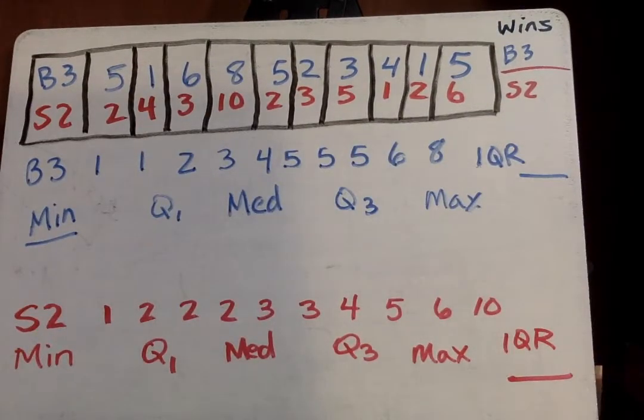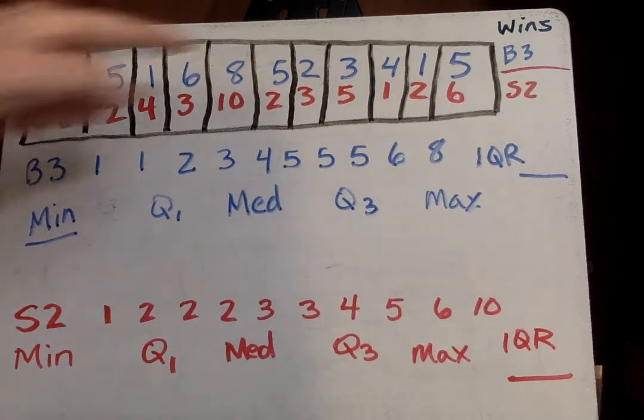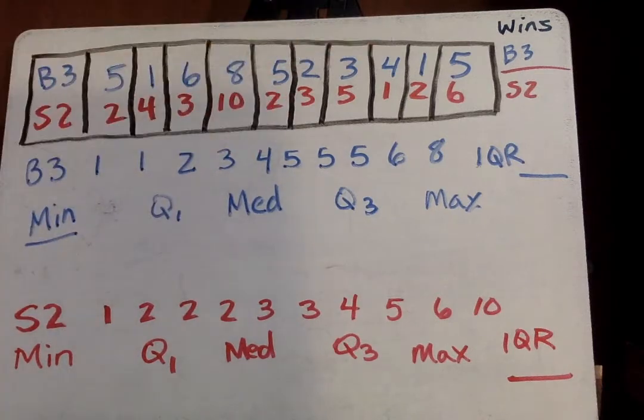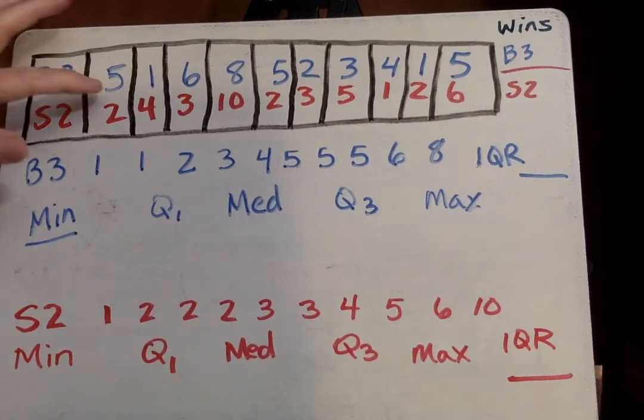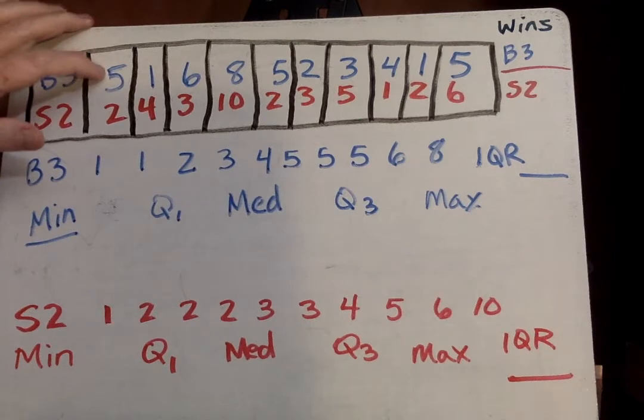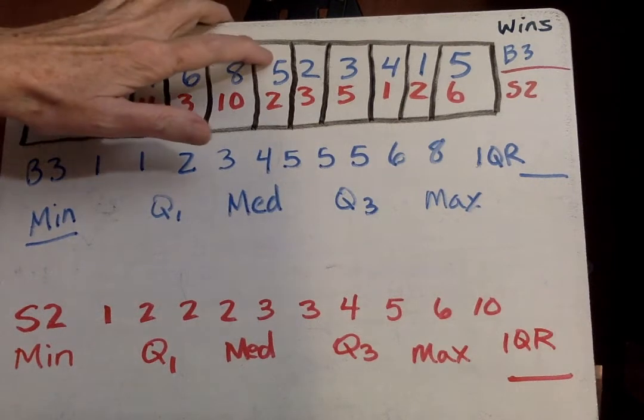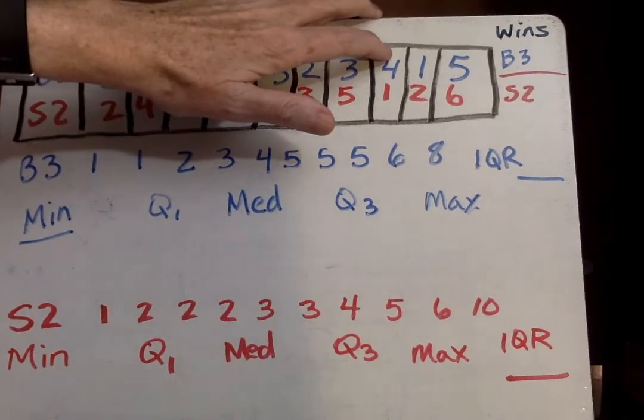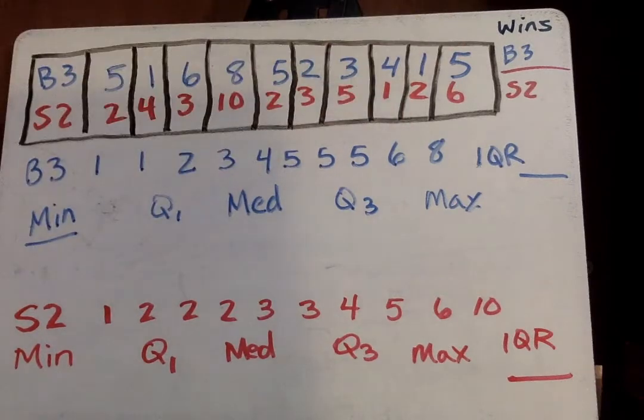Okay, I've written out all of the data here. B3, here's their scores. S2, there's their scores. How many wins does B3 have? And how many wins does S2 have? Let's see, B3, that's a win. 1, 2, 3, 4. So they have 4 wins.